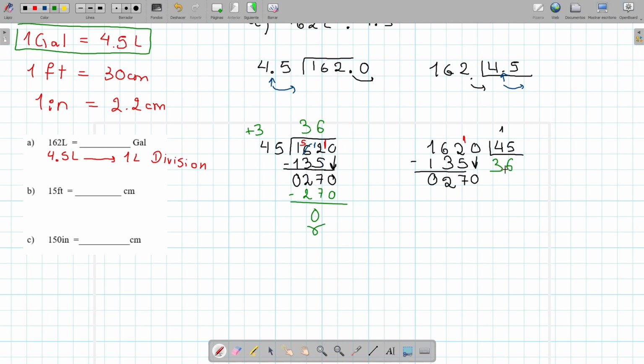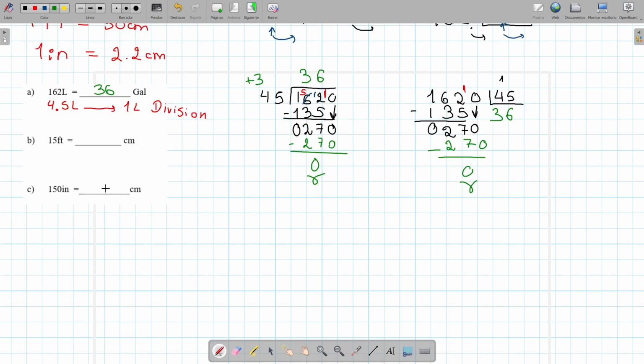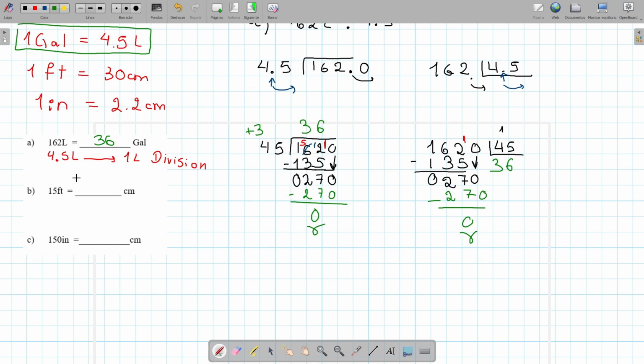Our result will be 36. If we do the same here, 6 times 45 is going to be 270. We subtract, it's 0. So 162 liters is going to be equal to 36 gallons. And we are done.